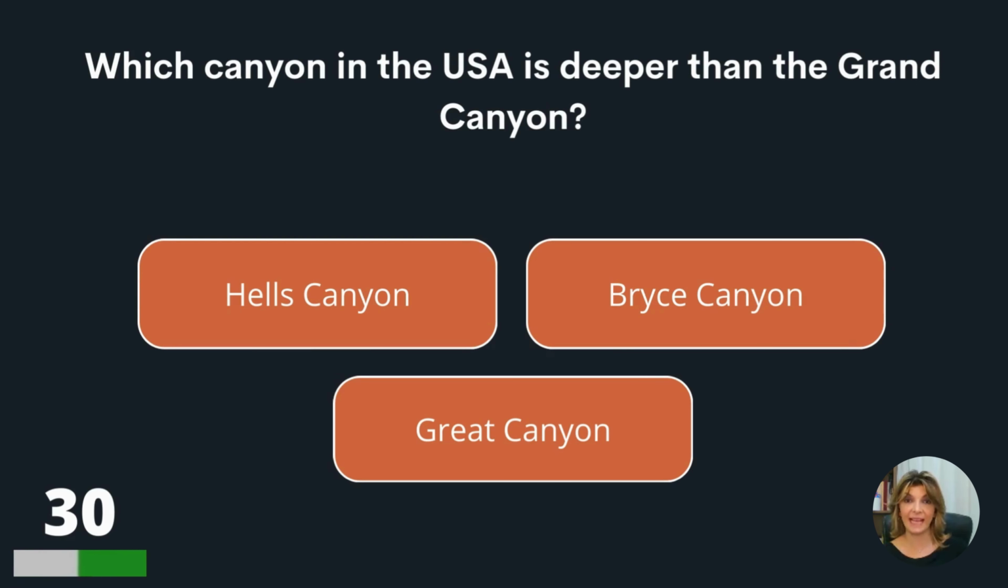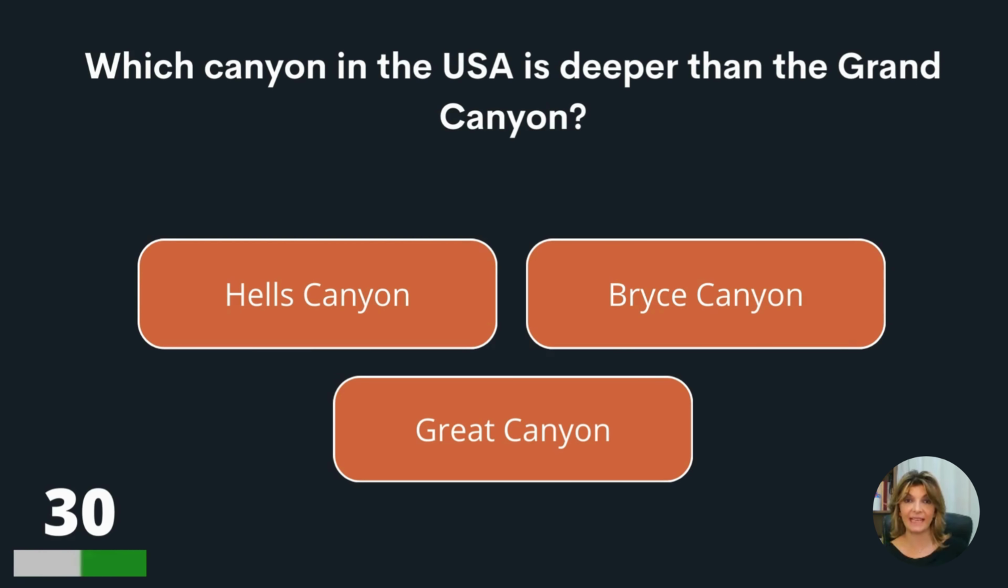Hell's Canyon, Bryce Canyon, or Great Canyon? Hell's Canyon. And let's move to entertainment. Which Alfred Hitchcock film's primary promotional poster showed Cary Grant being pursued by a biplane? North by Northwest, Rear Window, or Some Like It Hot? North by Northwest.